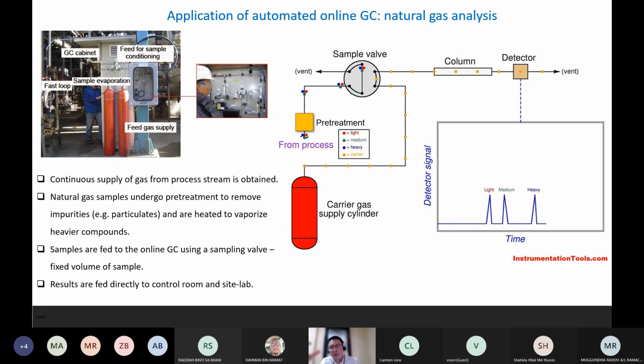It gets balanced out, and also the data is fed directly to the laboratory and also the control center that we have at the refinery. So these kinds of systems are very important in the oil and gas industry, because we have them in nearly all areas in the refinery, especially those with gas setups.